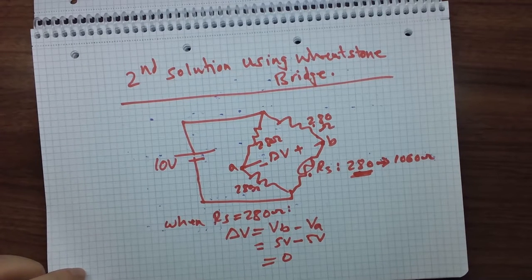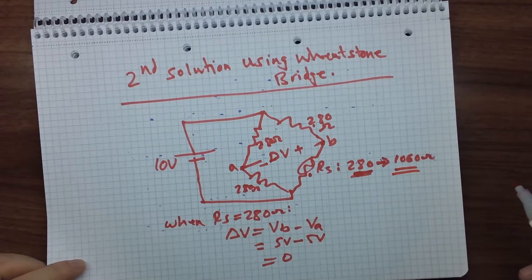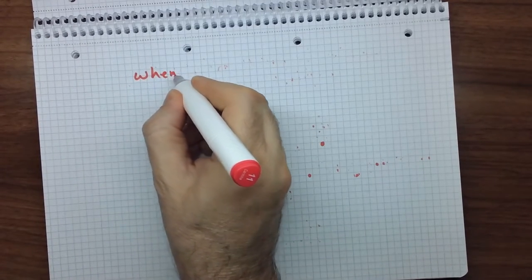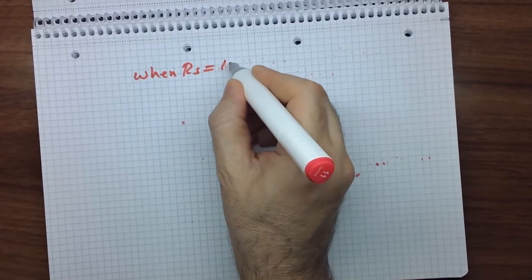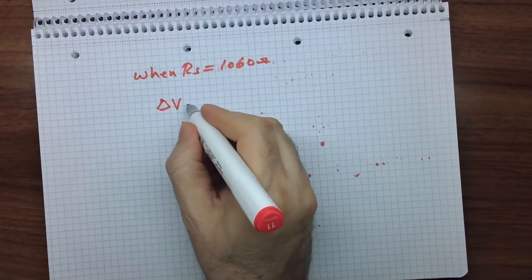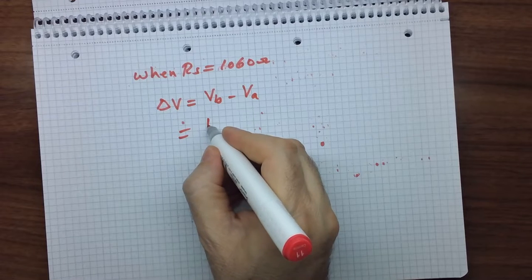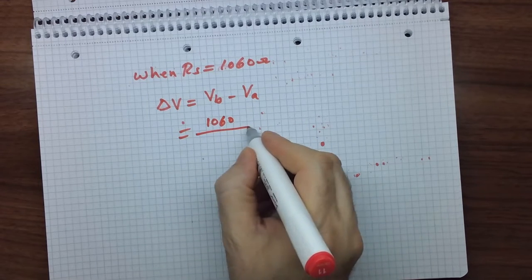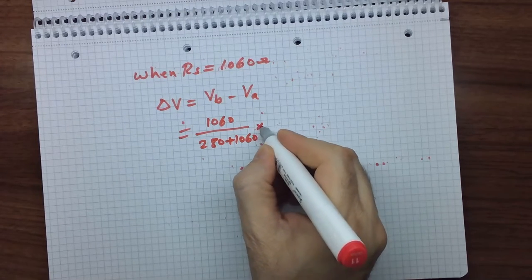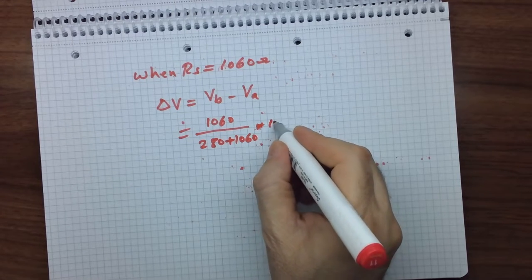Now we need to find the voltage delta V when the resistor RS is equal to 1060 ohms. Delta V is equal again to VB minus VA, and VB is equal to 1060 ohms over 280 ohms plus 1060 ohms times the excitation voltage or the supply voltage, which in this case is 10 volt.